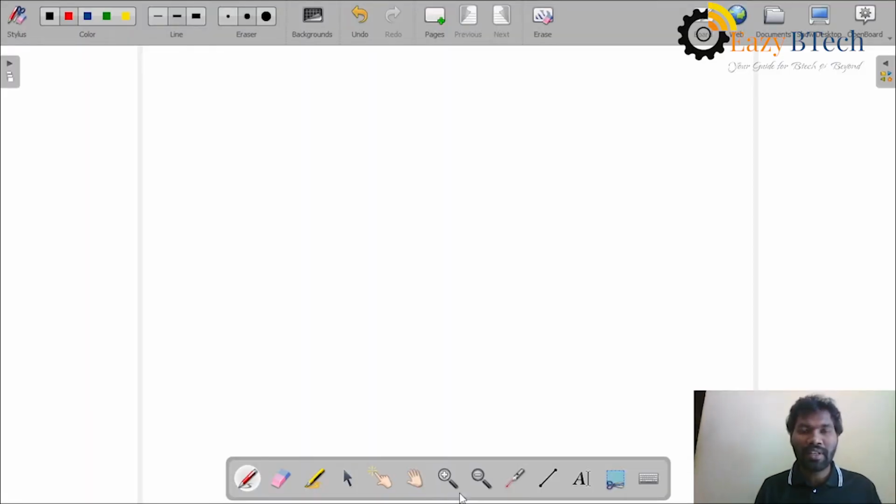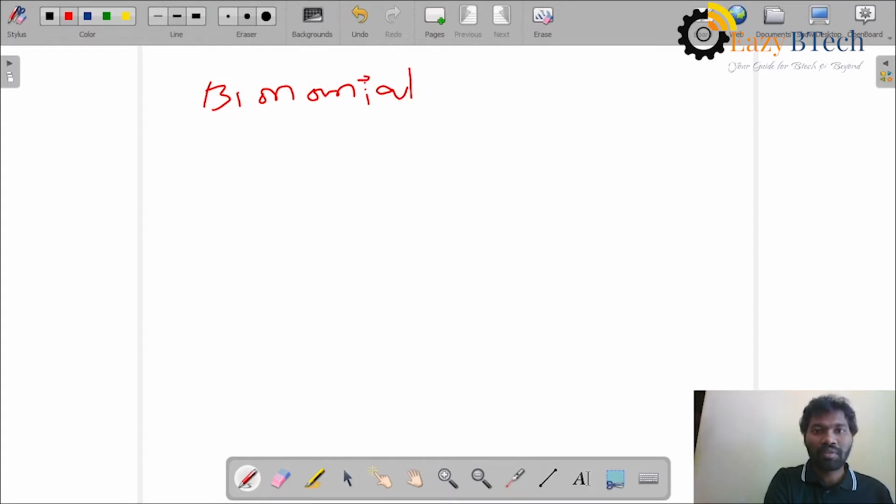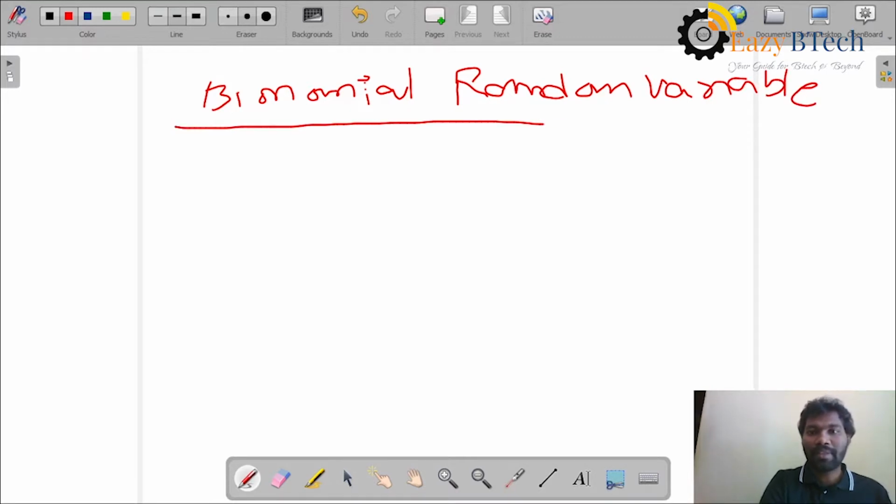So the next concept is binomial random variable. We have discussed in the previous class about Gaussian random variable and uniform random variable. Now today we will discuss the binomial random variable.